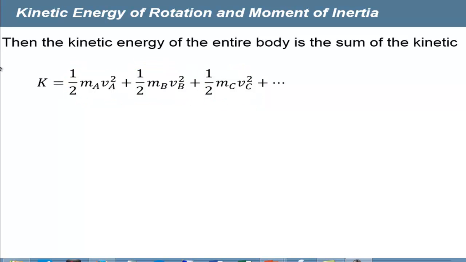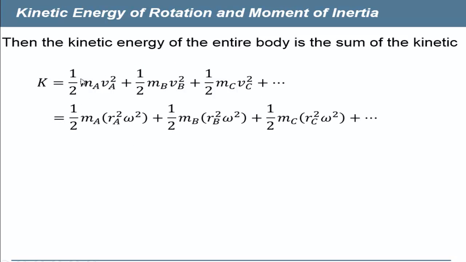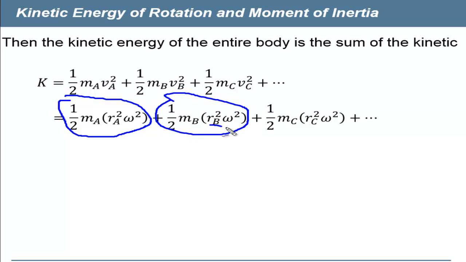And then if I redefine these the same way we did on the previous slide, I would simply say, all right, this is my kinetic energy of point A, simply replacing VA with RA omega and replacing VB with RB omega. This is the kinetic energy at point B, and then this would be the kinetic energy at point C, plus however many points we have.